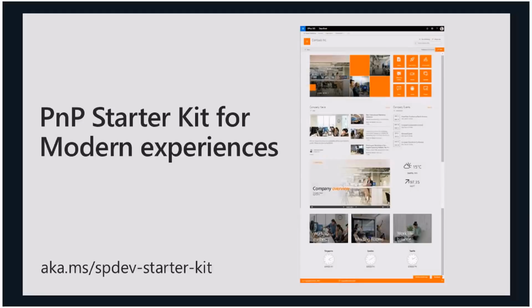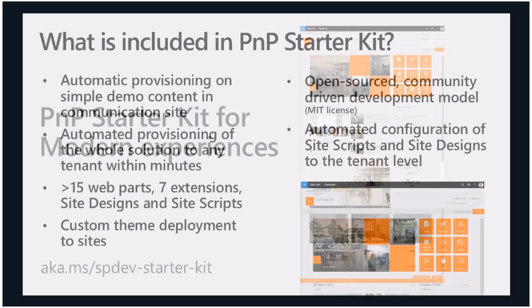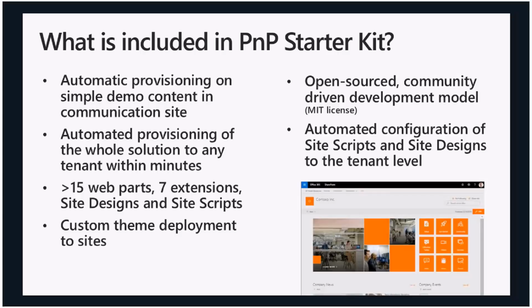Basic idea is the following. We'll give you automatic provisioning of simple demo content in a communication site, plus 2 additional site collections which are associated to that communication site, which is automatically set to be a hub site. So you basically have this hierarchy of site collections automatically. And we give you also sample content, news and documents and presentations inside of those site collections as well. You can provision this to any tenant in a matter of minutes. So it takes roughly 5 minutes to complete the provisioning.